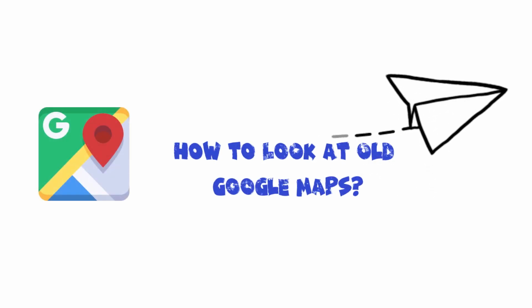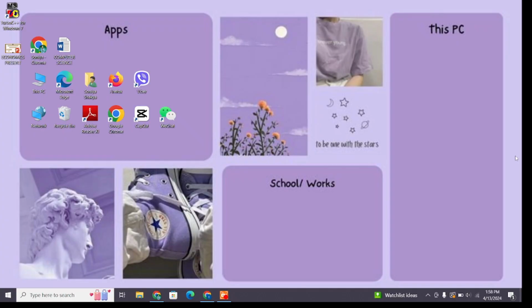I'm back with a new quick and easy tutorial video on how you can look at old Google Maps on Google Maps. If you want to view older versions of Google Maps, you can try using Google's Street View feature, which sometimes allows you to view historical imagery. Here's how you can access it.